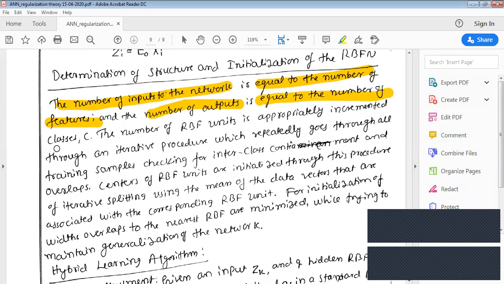Output is equal to the number of classes C. The number of RBF units is appropriately incremented through an iterative procedure. So continuously I'm going to change my weight vector. Suppose that I have taken 5 features of a person and I have 10 such images. First, I will train my neural network with the weight vectors changing for that person. I'll optimize, and suppose I give a new image, you should be able to recognize that person.